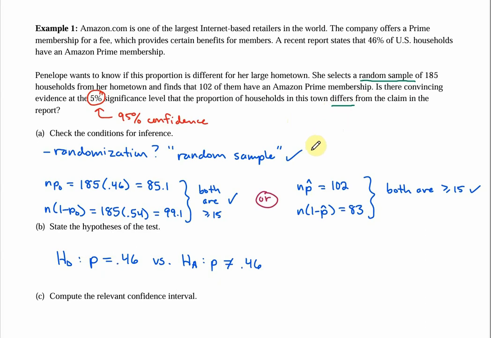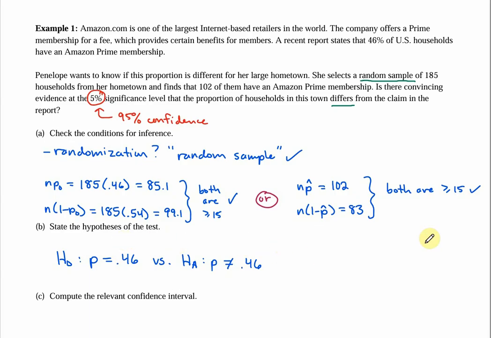Since we have the random sample, that'll take care of the randomization. And then setting up the hypotheses, the value from the report was 0.46. So we're looking for evidence of a different proportion. We're looking for evidence that for that town, p is not equal to 0.46. So that's going to be our alternative, and then the null would just be p equals 0.46.